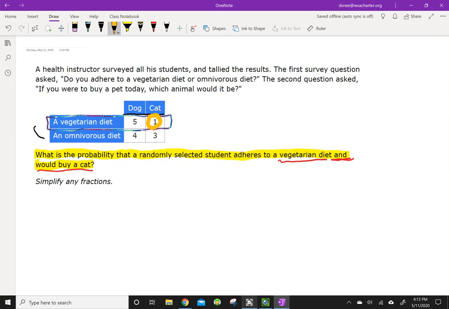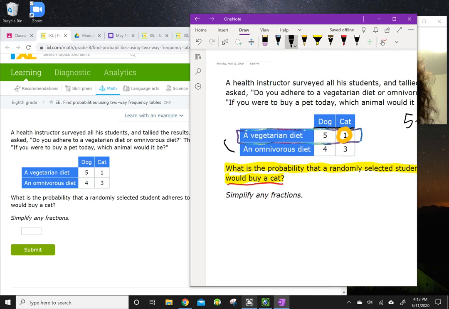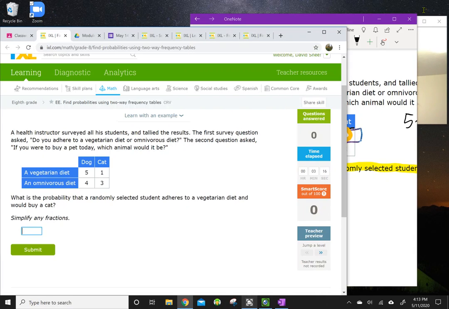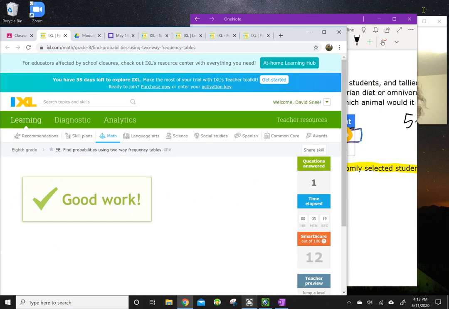Now, it's the probability that a randomly selected student adheres to that set of rules, the vegetarian diet and the cat, out of the total number of people who are being surveyed here. So I have to take 5 plus 1 plus 4 plus 3. Okay, the total number of respondents, that's going to be the denominator of my fraction. Okay, so I have 6, 10, 13, and I know that only 1 out of those 13 wants a cat and a vegetarian diet. So I'm going to go right in here and I'm going to say 1/13, and I'm going to submit that.